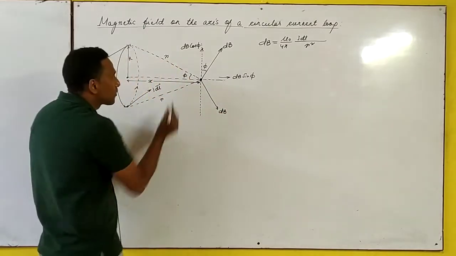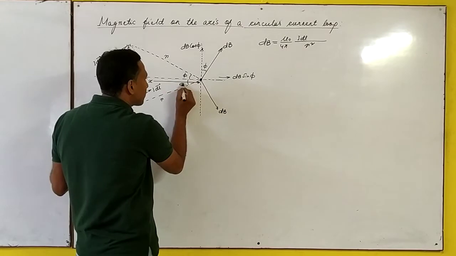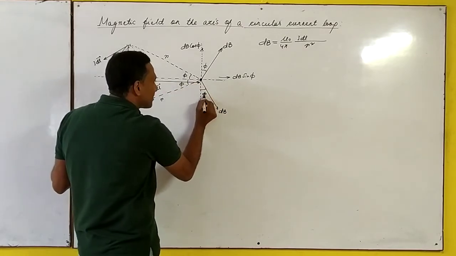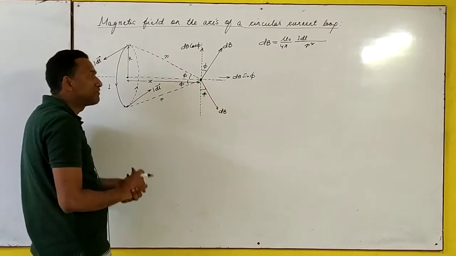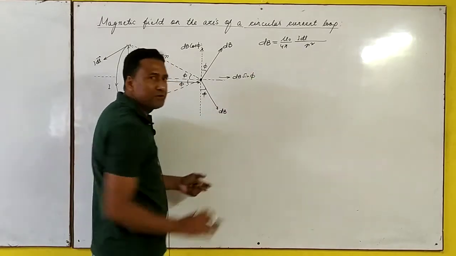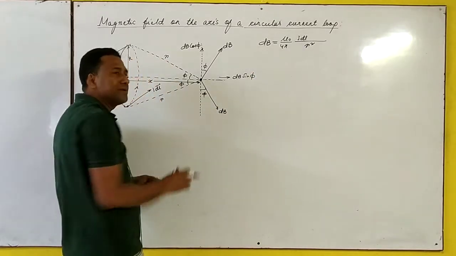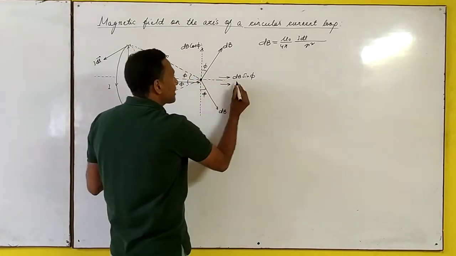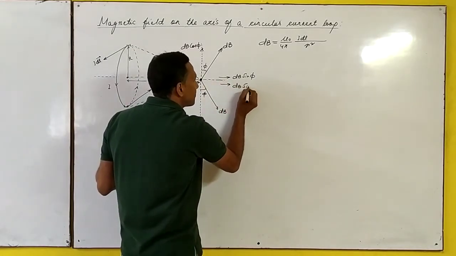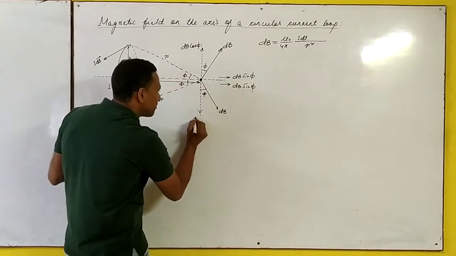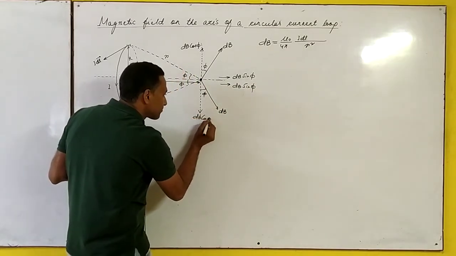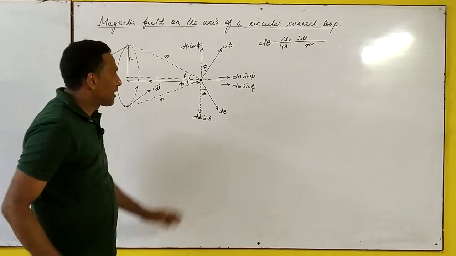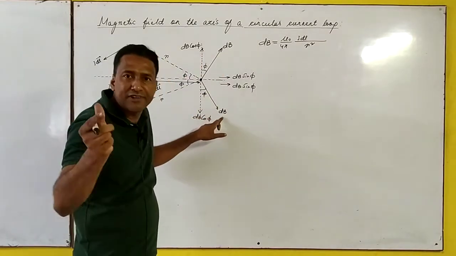So dB. Again, if this angle is phi, this angle is phi. The logic is the same as I have explained before. So this dB strength is the same. This dB can be resolved into two components. One will be going this side. What is that? If this angle is phi, it is dB sin phi. And on this side it will be dB cos phi. Now you see, already I told you these two magnetic field strengths are the same.